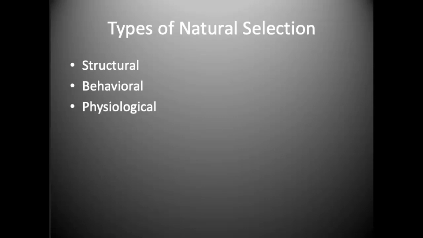I think the big picture that you should be able to take out of this is that you should know structural adaptations, behavioral adaptations, and physiological adaptations. You should also know the three different types of natural selection, which would be directional selection, stabilizing selection, and disruptive selection. And you should also know what the definition of a species is.